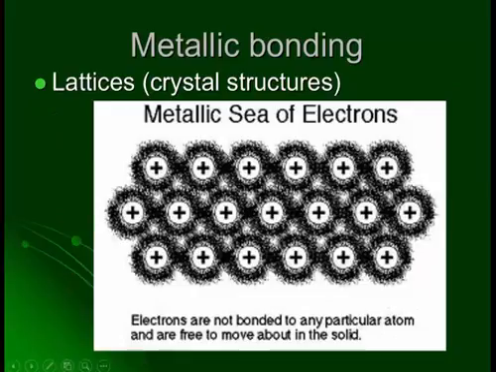Metallic bonding happens in metals. They form these crystal structures which are called lattices. And we call this a sea of electrons because the electrons are allowed to move freely between all of these positively charged ions. The electrons aren't bonded to any particular atom, so they can move around. And this is why metals are malleable and why they're ductile, why we can flatten them out and why we can put them into wires.